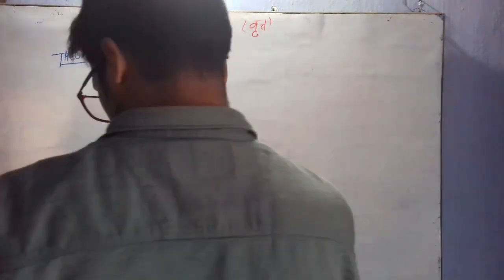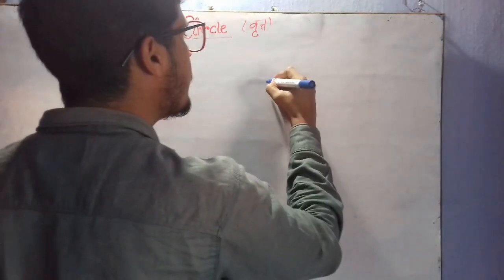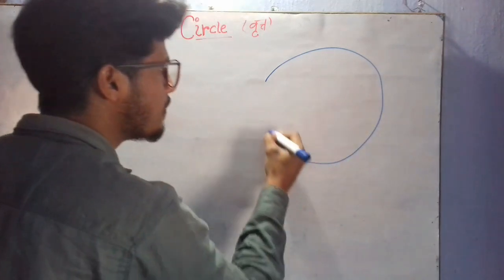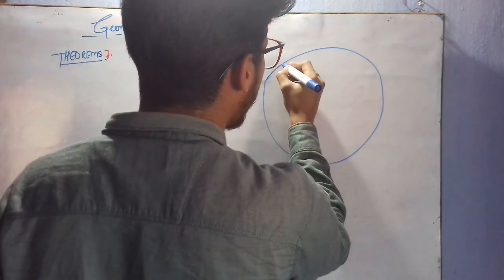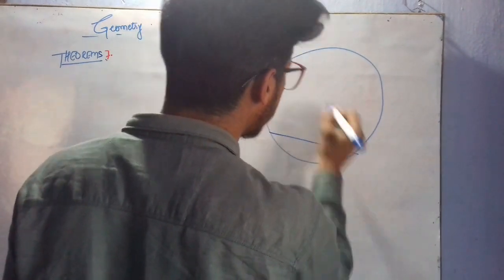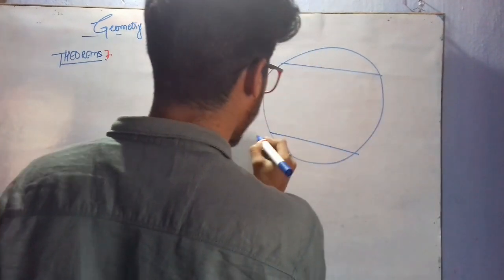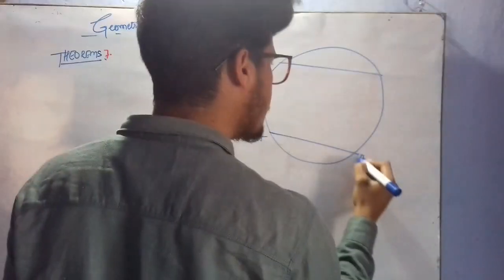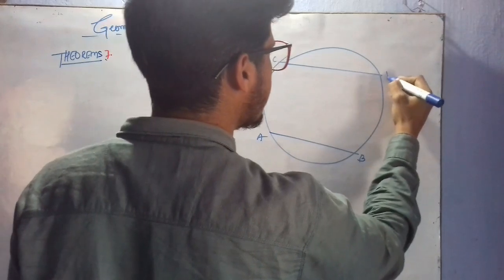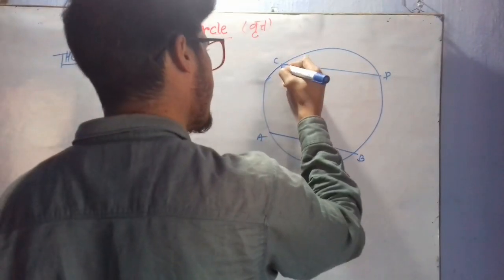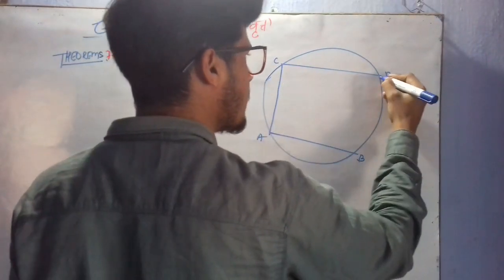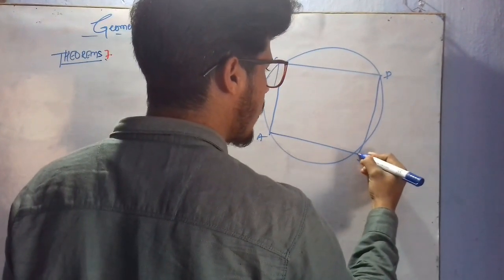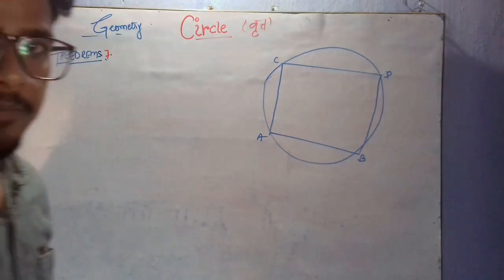Let's move to our next point. Our next point is that if we draw a circle over here and draw 2 chords AB and CD, and join them in such a way that it forms a quadrilateral ABCD.